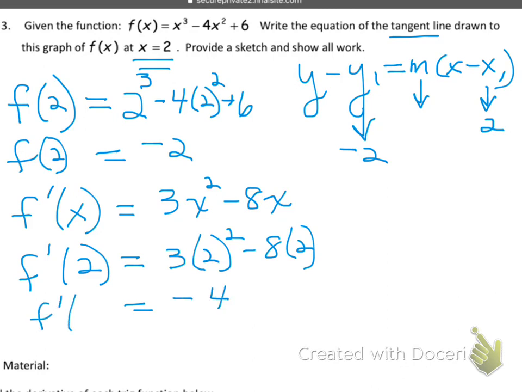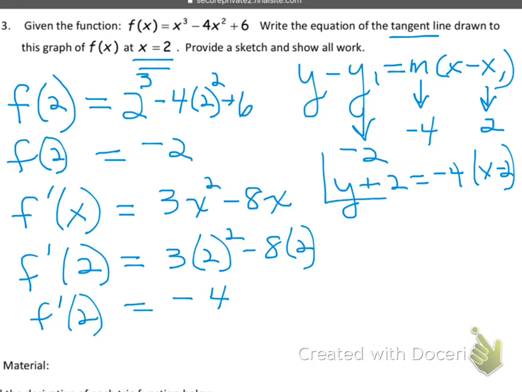So just check that. Okay, so now I have all 3 values. So the equation of the line drawn tangent to the graph at x equals 2 is y minus negative 2, so that's y plus 2, equals negative 4, and then x minus 2. So that's what you should be getting. Okay, so make sure that you're confident with all the components.